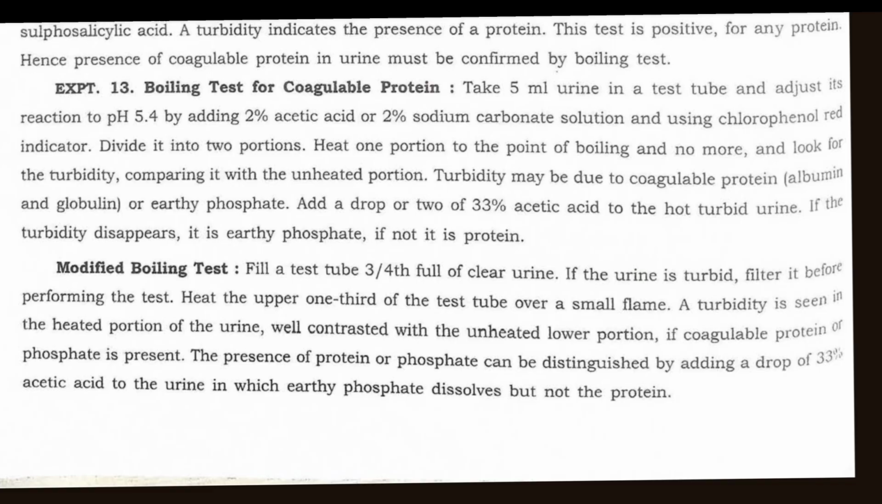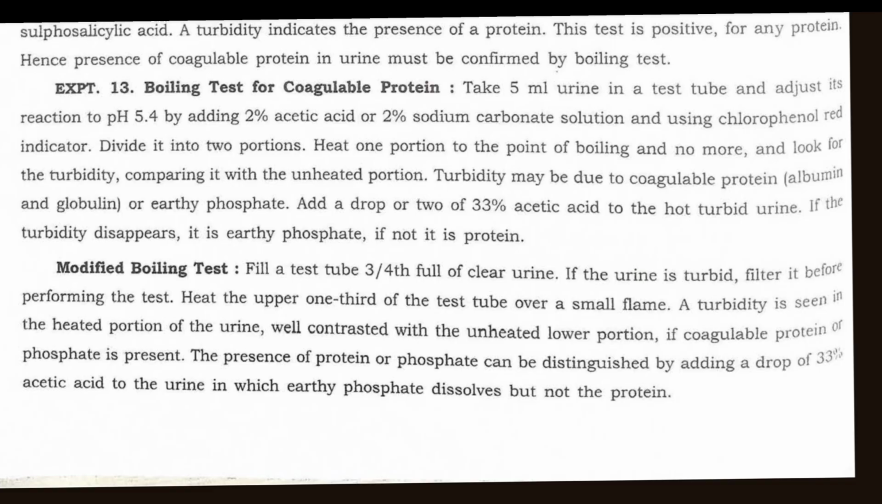Modified boiling test. Fill a test tube 3/4 full of clear urine. If the urine is turbid, filter it. Before performing the test, heat the upper 1/3 of the test tube over a small flame. The turbidity is seen in the heated portion of the urine, well contrasted with the unheated lower portion.